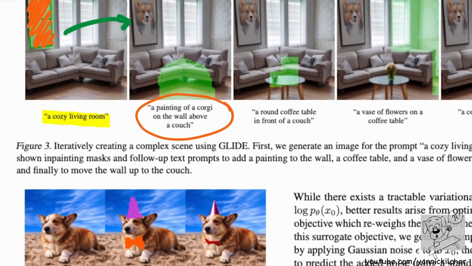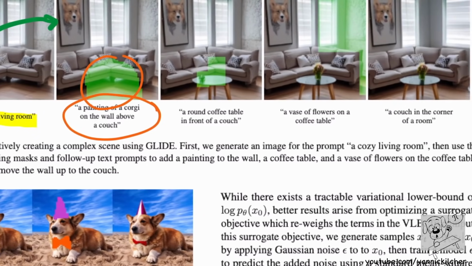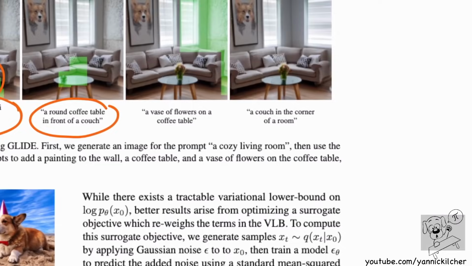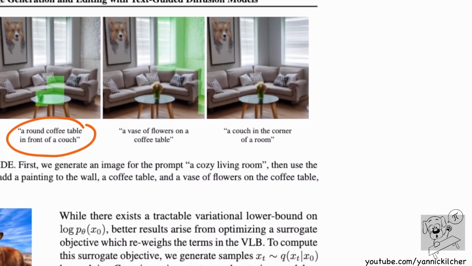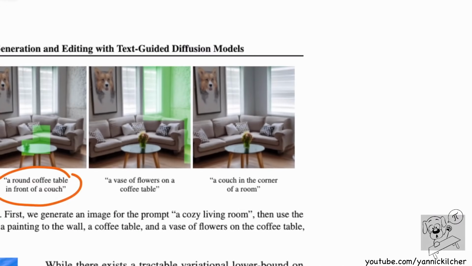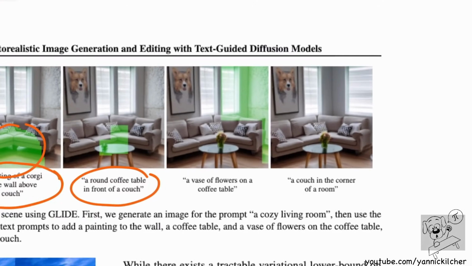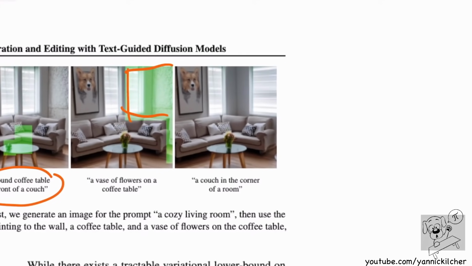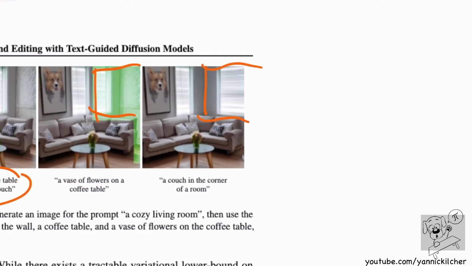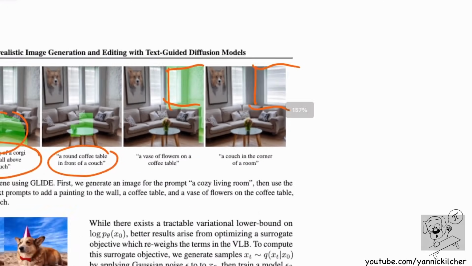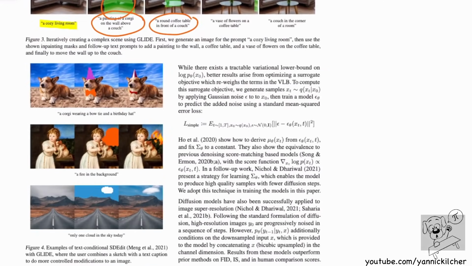Then the user goes further and says, well, now I'm going to paint this area right here, and I'm going to issue the prompt a round coffee table in front of a couch, and the model will generate it, and so on. You can see that this enables an interactive creation of this scenery. At the end, the couch in the corner of the room, so changing the entire wall right here. You can see the back of the room has some space, and now it's being changed to a wall. So this is the kind of stuff that's possible.